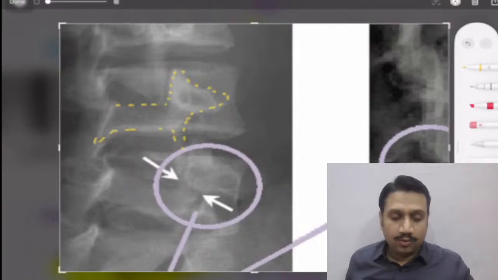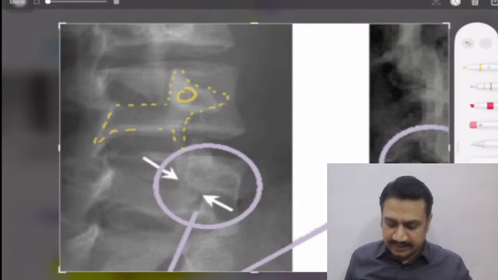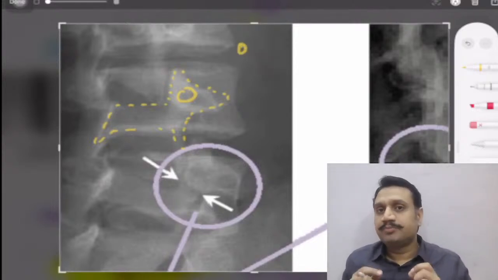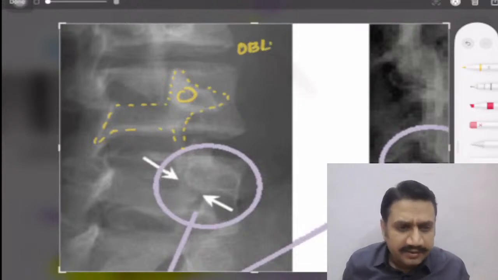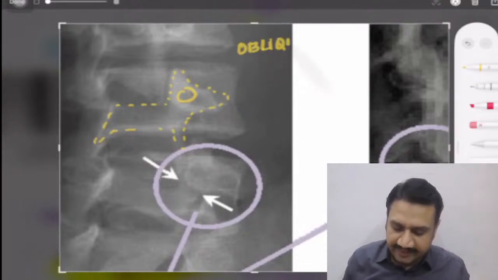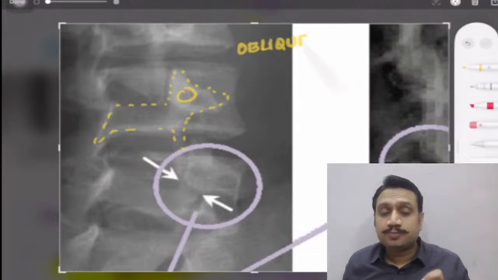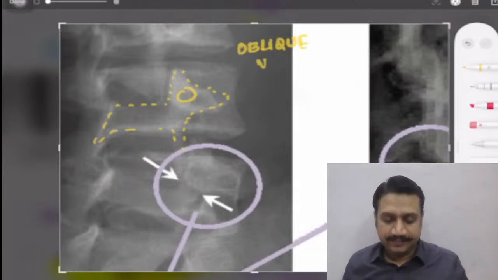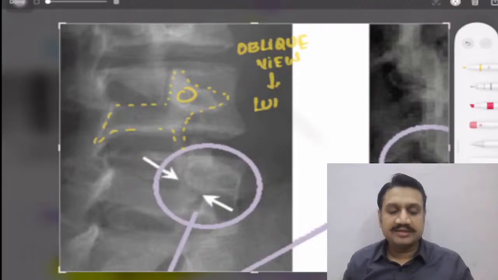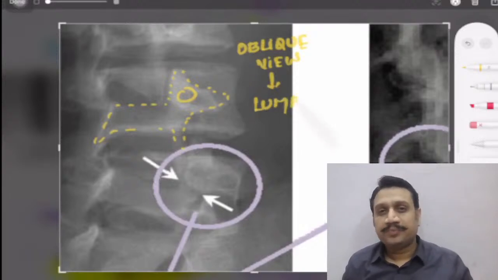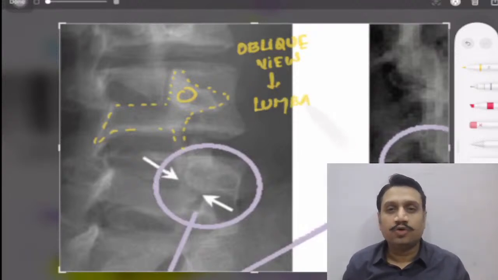And in this, what you can appreciate is the dog. The dog is best visible in the oblique view, and whenever there is a break in the neck of the dog, what do you call it? Spondylolysis, right? That is called spondylolysis. So lysis is simply the break in the neck of the dog, which is best visualized in the oblique view, right?